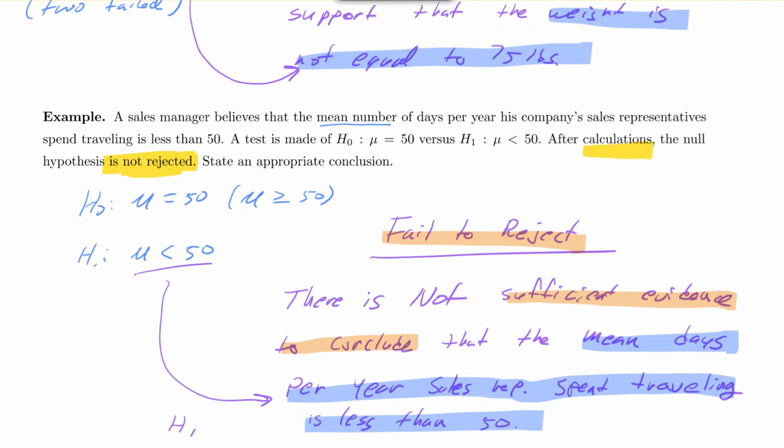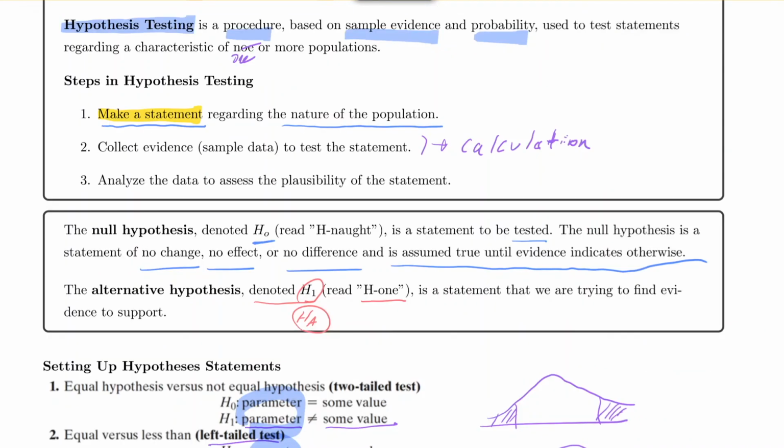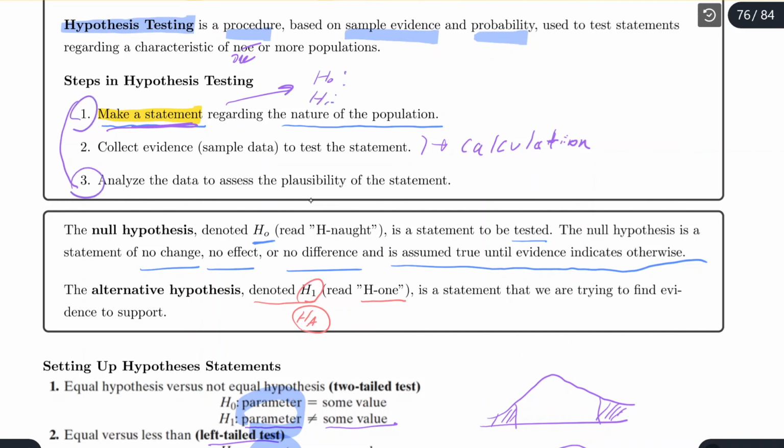How to make correct conclusions. As I said a few times, we will learn how to calculate so we can determine if the null should be rejected or not rejected in later lessons. So to summarize the video, here are the main three steps. We looked at how to make statements, right? H naught and H1, given a problem. We also looked at how to make a conclusion, analyze the data to make the final statement.